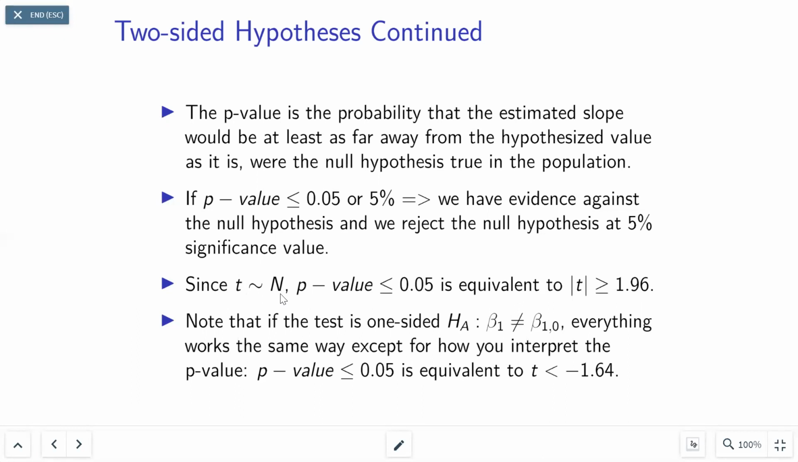Again, you can also use the t-stats to draw inferences. If the absolute value of t is greater than or equal to 1.96, then we have enough evidence to reject the null at a 5% level. Otherwise, we don't have enough evidence to reject the null at a 5% level. For a one-tailed test, the critical value for t is 1.64, corresponding to a 5% p-value.